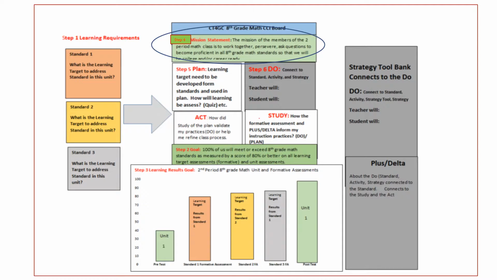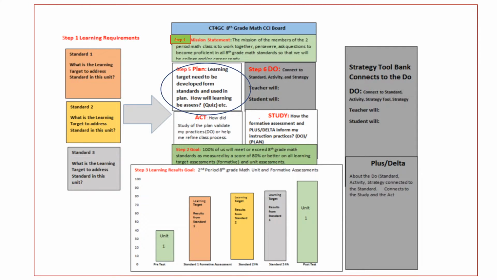The mission statement is step 4. It should reflect the expectations of what students will need to do in order to achieve the classroom goal. The statement needs to be designed by both the teacher team and the students. In fact, some of the CT4GC schools actually have the students and the teachers sign the mission statement in order to share buy-in.